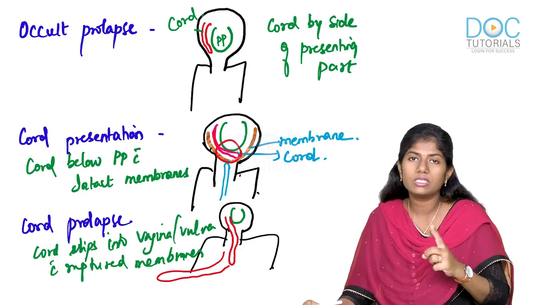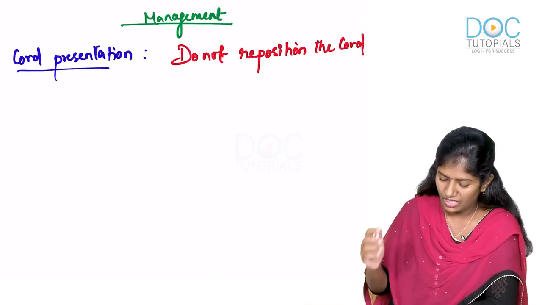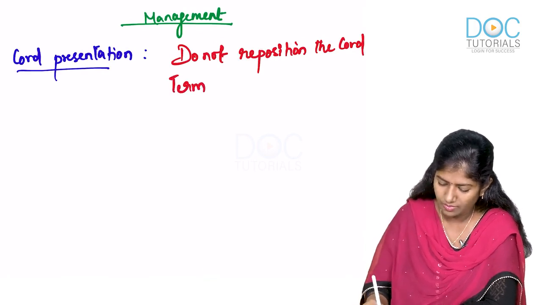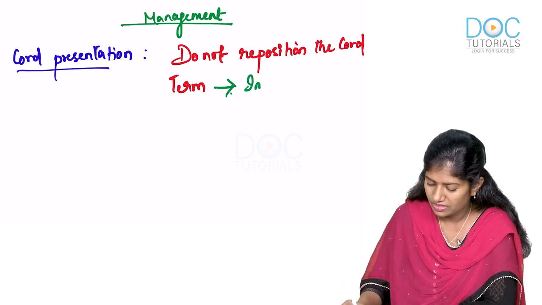Cord prolapse is much more dangerous than cord presentation because once the membranes rupture, the uterus will start vigorously contracting and start compressing the cord, okay? That will lead to fetal hypoxia. So, cord presentation should never be repositioned. Rather, if the baby is term, you do an immediate cesarean section.